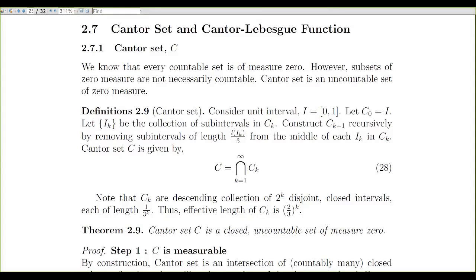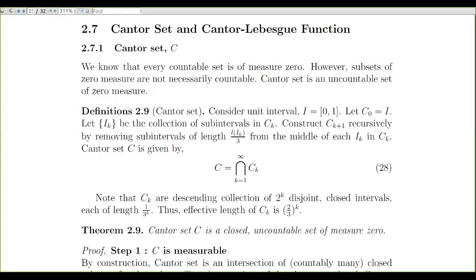Consider the unit interval, the closed interval [0, 1]. We call it C0. There is only one interval in this set. We divide this interval into 3 equal parts and remove the middle portion. So it will be the closed interval [0, 1/3] and the closed interval [2/3, 1]. So we get two closed intervals, and we call the union of these two sets C1.